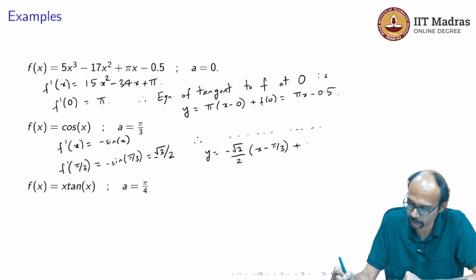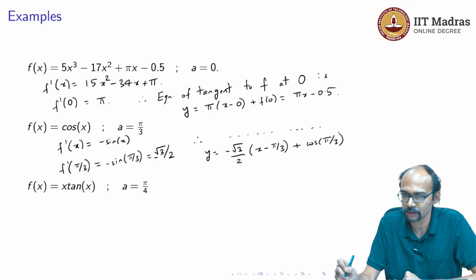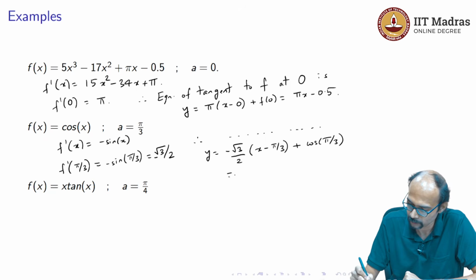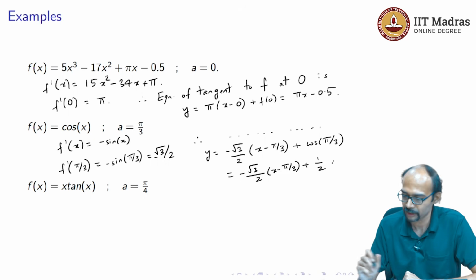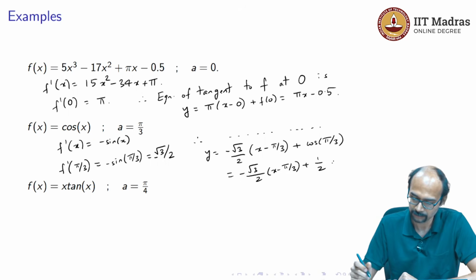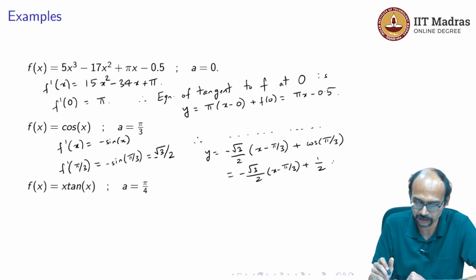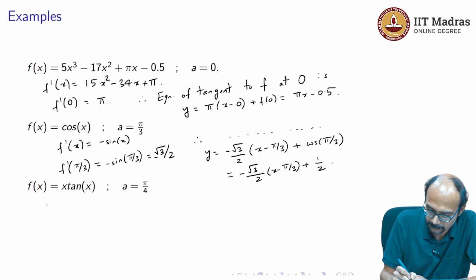What is f of pi by 3? So, cosine of pi by 3. Okay, so cosine of 60, if I remember right, is half. So, this is minus root 3 by 2 times x minus pi by 3 plus half. That is the equation of your tangent line. And let us do this final example.